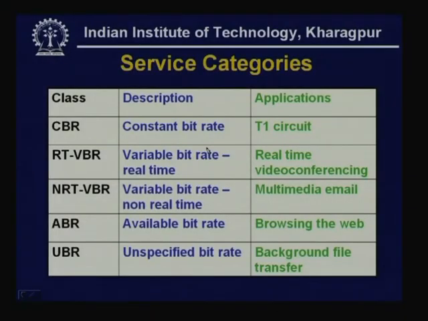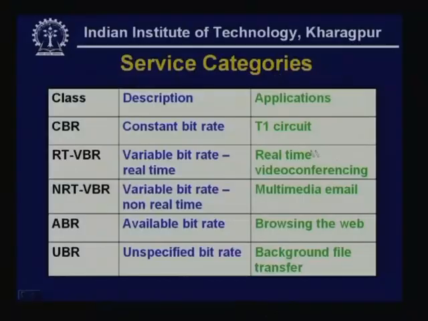Now, ATM supports a number of service categories, and these are divided into 5 different classes. One is constant bit rate, for example, coming from the telephone network T1 circuit. So, it comes at a constant bit rate. On the other hand, the second type is variable bit rate, real time. So, say real time video conferencing, or it may be video data coming in a streamed form without any compression, then it is real time video or audio data.